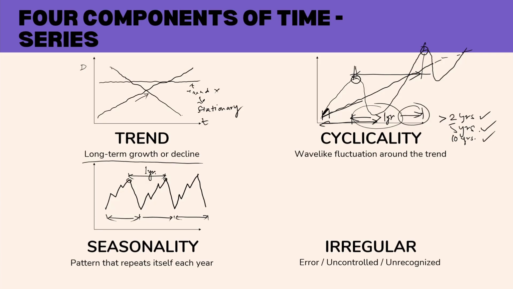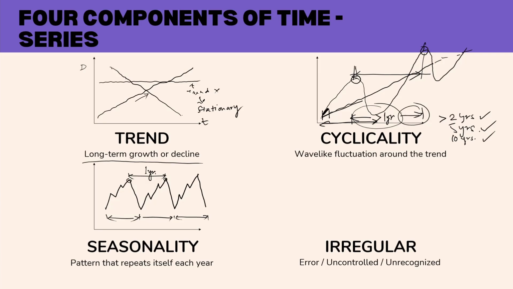For example, if you have quarterly data, then within 1 year there will be 4 seasons, and those seasons are the 4 quarters. And if you have monthly data and your data is varying every month, then in 1 year you will have 12 seasons, because you have 12 months in a year. So like that, seasonality will be decided.